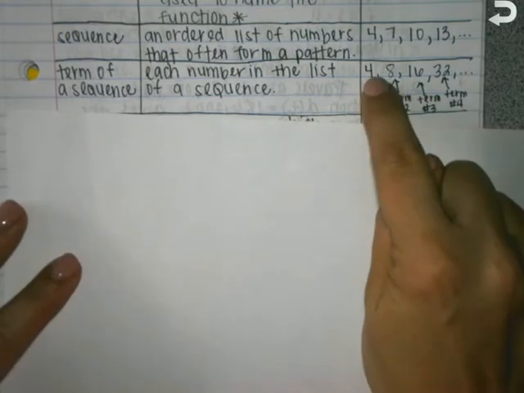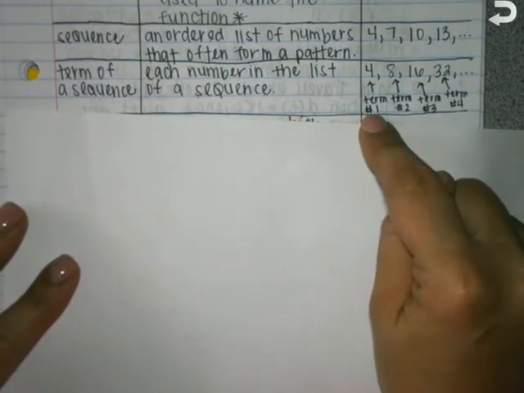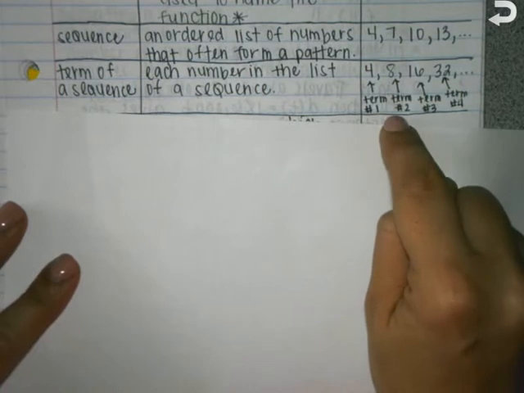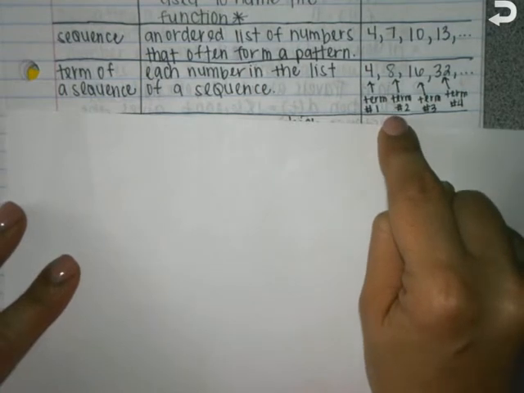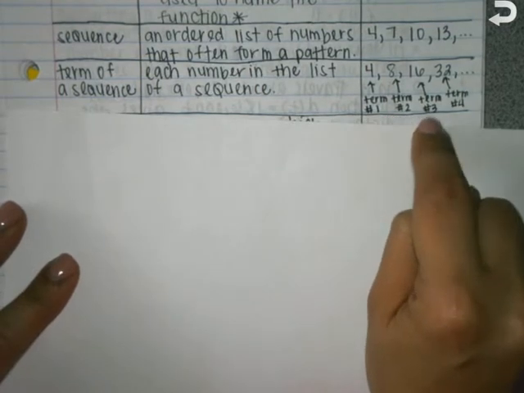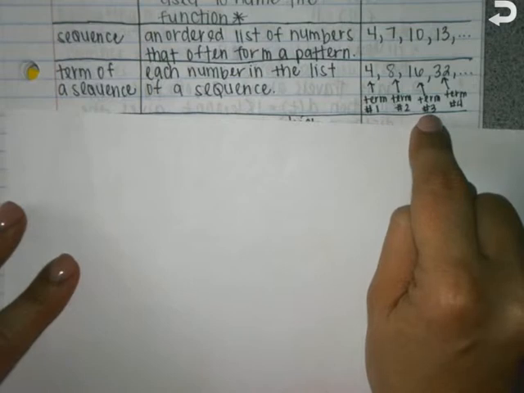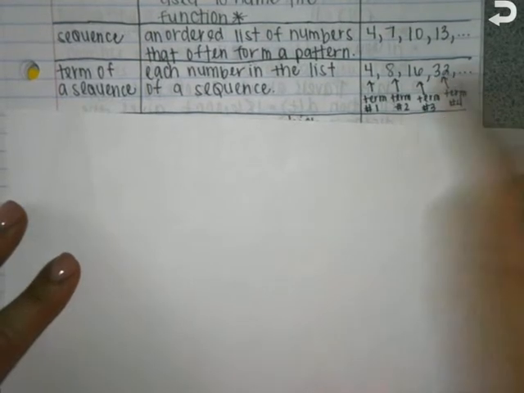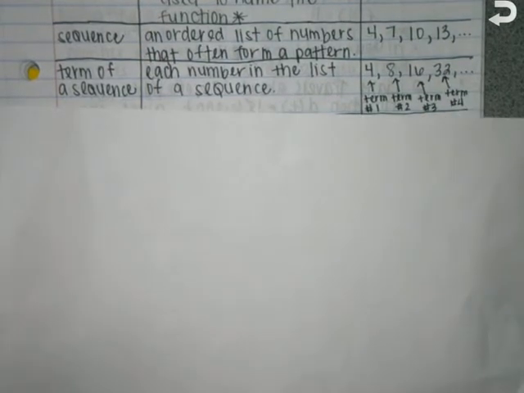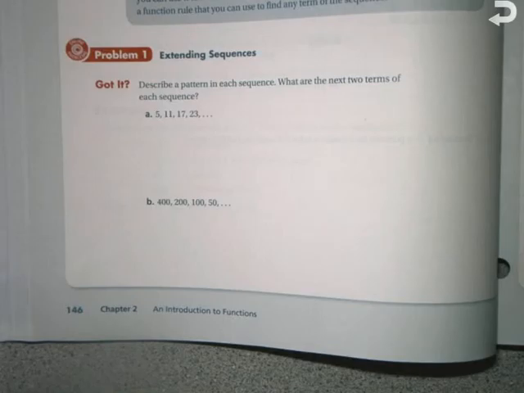4 is the first term, so we call it term number 1. 8 is the second term in the list, so we call it term number 2. So what would term number 3 be? 16. What would term number 4 be? Does anybody know what term number 5 would be? 64. Good. Okay, so the entire list of the numbers, that's the sequence. Each individual number is called a term. Okay?